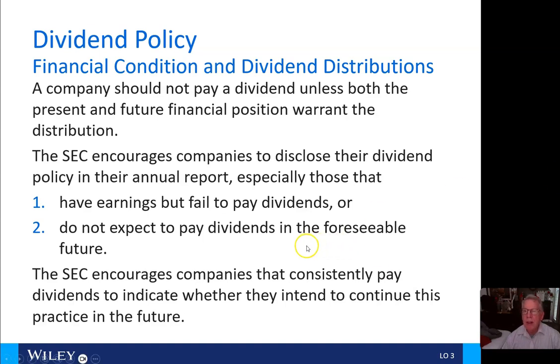Okay, dividend policy. A company should not pay a dividend unless both the present and future financial position warrant distribution. The SEC encourages companies to disclose their dividend policy in their annual report, especially those that, one, have earnings but fail to pay dividends, or two, do not expect to pay dividends in the foreseeable future. The SEC encourages companies that consistently pay dividends to indicate whether they intend to continue this practice in the future.